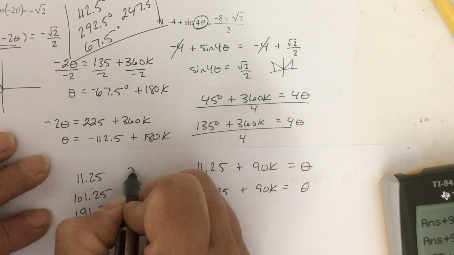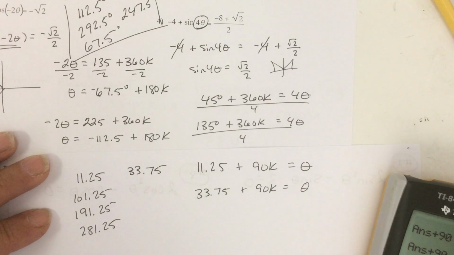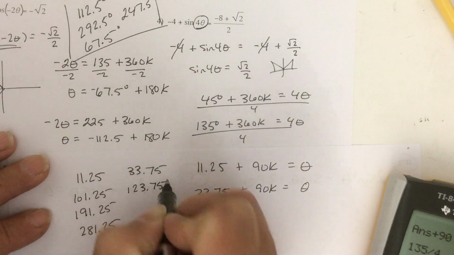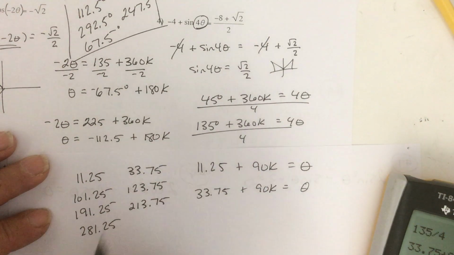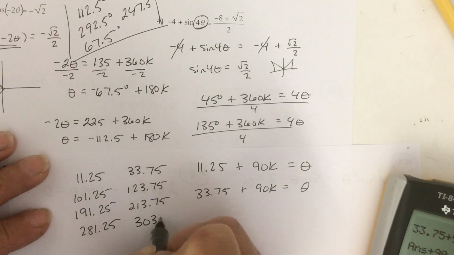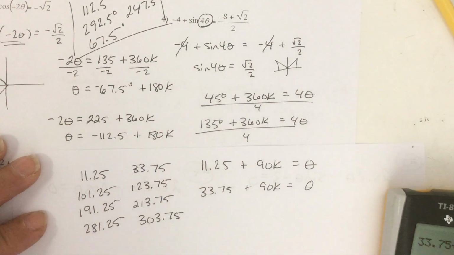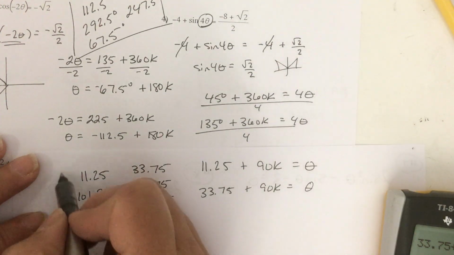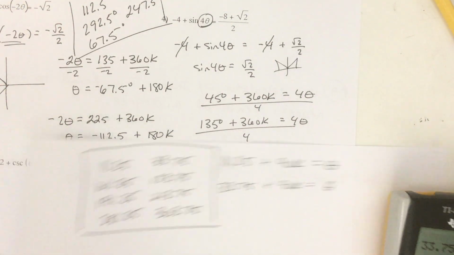So then 33.75 plus 90 is going to be 123.75. Add 90 again, and you get 213.75. And if you add 90 again, you get 303.75. And then if you add 90 again, you get a number that's too big. So this makes sense. We had a 4 theta, so we should have 4 times as many answers, and we do. We have 8 answers. So that's how you do number 4.